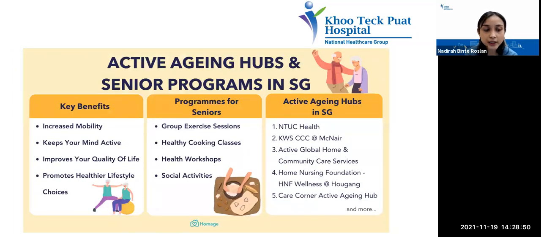There are also active aging hubs and programs available that offer group exercise sessions and other programs which are good for elderly to socialize as well. So as you can see, there are other interesting programs, not only for exercise, but for social activities, or even cooking classes.